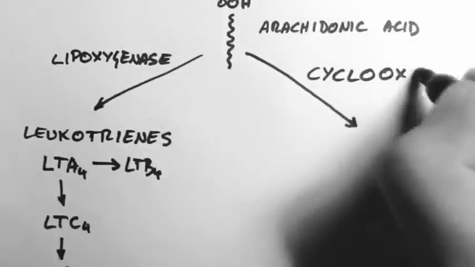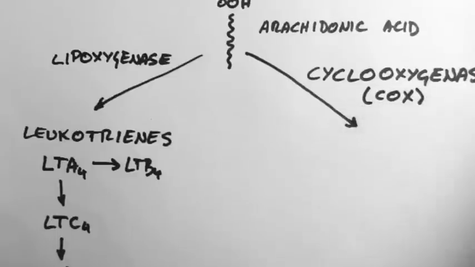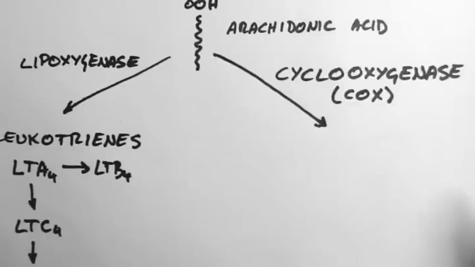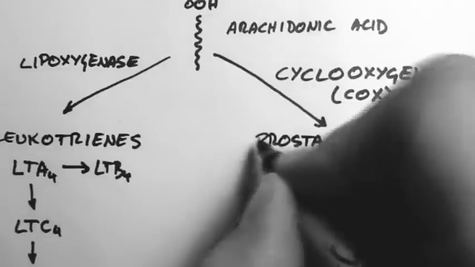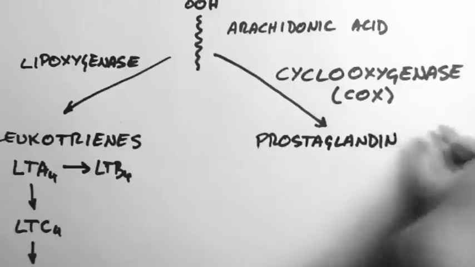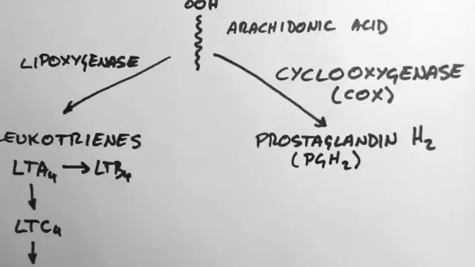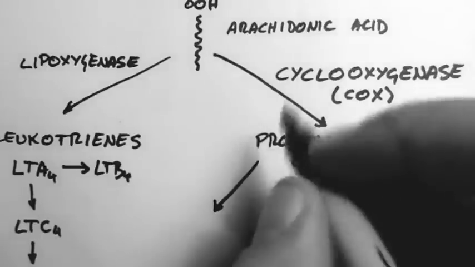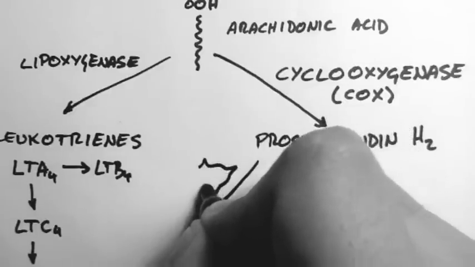The second pathway goes via this enzyme, cyclooxygenase, also known as COX. And it converts arachidonic acid into prostaglandin H2. This is the prostaglandin precursor. Now, prostaglandin H2 can be converted to a number of products.